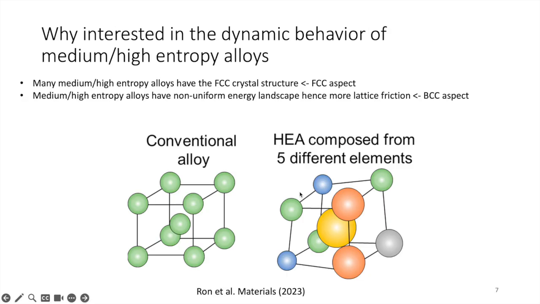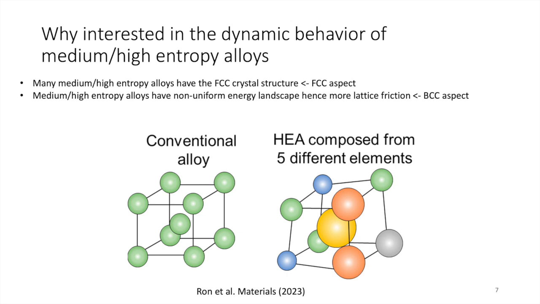Now let's move to the medium or high entropy alloy systems. Why are the FCC medium and high entropy alloys interesting? This is because in terms of the crystal structure, they share the same FCC structure as other FCC pure metals. Interestingly, because of their lattice distortion, the lattice friction part is similar to the pyrostress people discuss in BCC metals. Therefore, the medium and high entropy alloys are of interest to study their dynamical behavior.